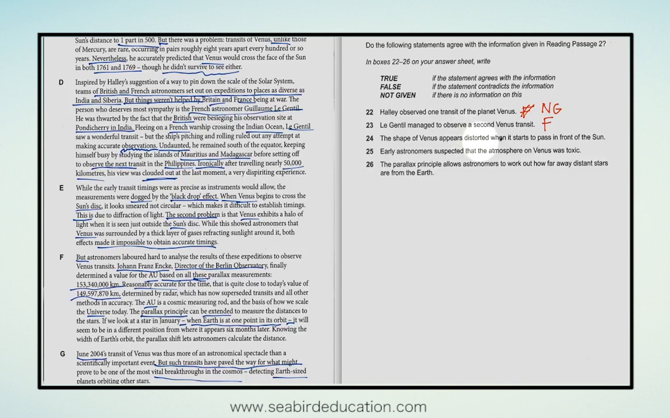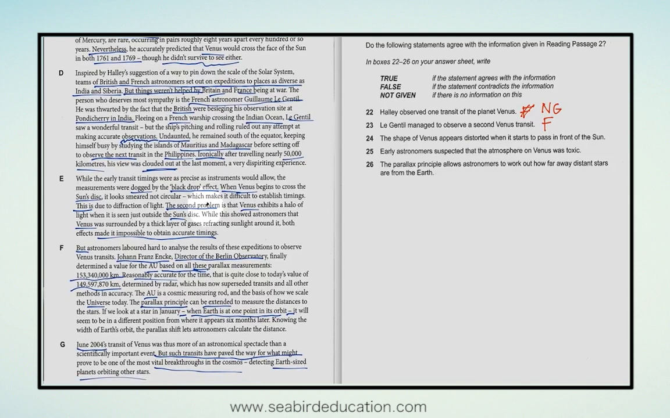The shape of Venus appears distorted when it passes in front of the sun. I think that's right. Looks smeared, not circular. Difficult to establish timings across the smeared, not circular. So the shape looks distorted, that's true. Early astronomers suspected that the atmosphere on Venus was toxic. A thick layer of gases, but toxic, I don't think that's mentioned. Are we focusing on Venus?